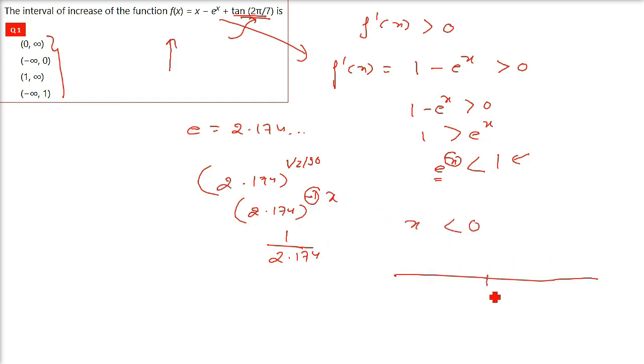In a number line, if I want to show it, anything which is less than 0, you will go up to negative infinity. So negative infinity and 0, that is the interval they are asking, is from negative infinity to 0. x belongs to negative infinity to 0. What is the option? This is the second option we are talking about.